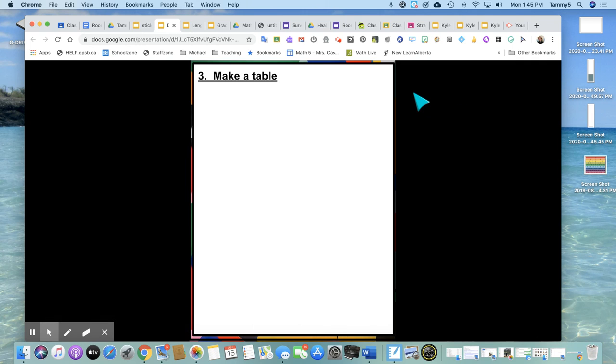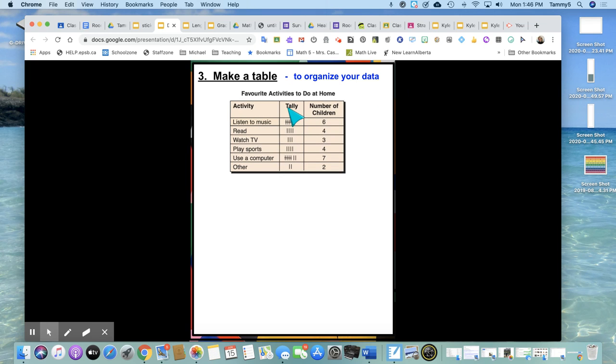So now step number 3, after we've collected our data, we want to make a table to organize our data. So here is the results of a pretend survey where we've asked students what their favorite activities are to do at home. And by looking at the table, it's nice to see the data. We have the tally marks here, but then we have the number of children over here. This is a little bit easier to read.